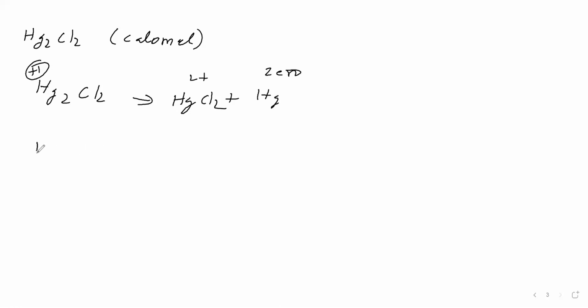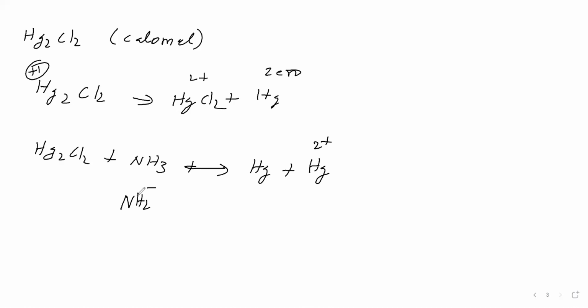Then mercurous chloride Hg2Cl2 will be treated with ammonia. What will happen? This mercurous chloride undergoes disproportionation to give mercury and mercuric Hg2 plus. This Hg2 plus takes the amido group NH2 minus and Cl minus and becomes mercuric amido chloride.